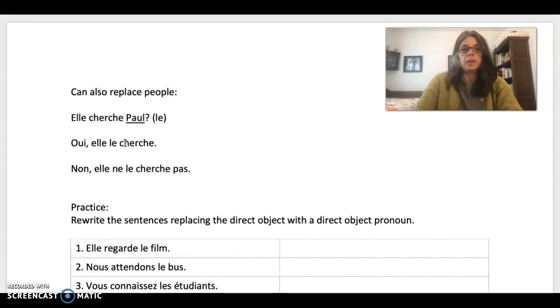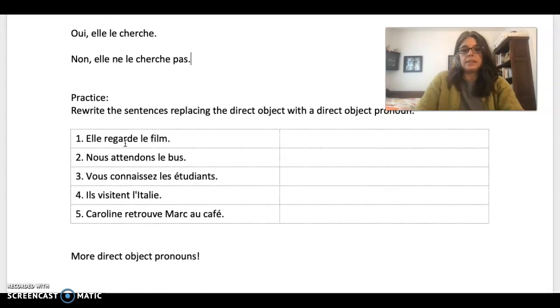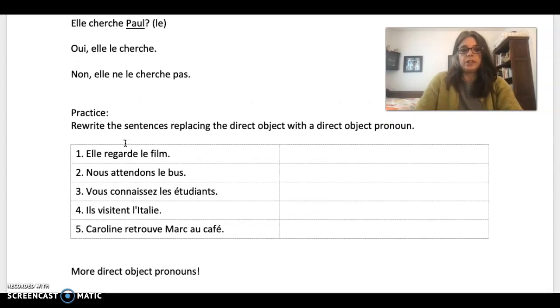Okay? All right, let's practice this. Since your little French cartoon guy always has you practice it, let's give it a try. We're just going to rewrite these sentences and replace this direct object with a pronoun. So, elle regarde le film. She watches the film. We're going to say she watches it. Le film is our direct object, and it's going to move. So we say elle le regarde.